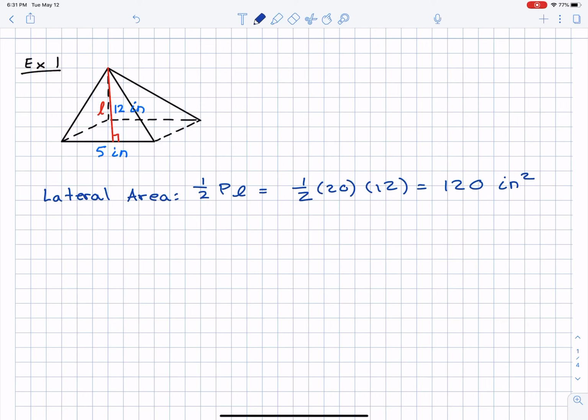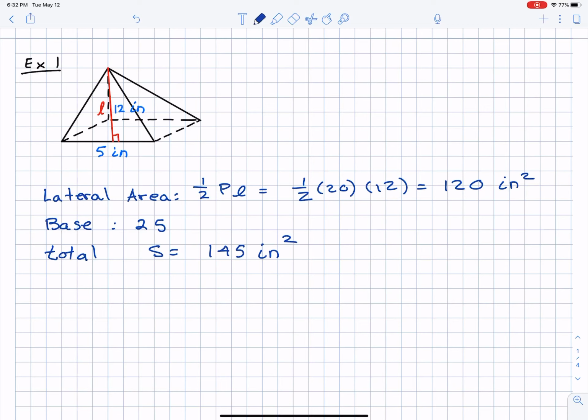Okay? So one more time, it's 1/2 the perimeter, which is 5 plus 5 plus 5 plus 5, times that slant height, which is 12. That gives us the lateral area, but we still have to find the area of the base. And again, the base is just a square. So the base is 25. So the total surface area, I'm just going to say the surface area equals 120 plus 25. So that's 145 inches squared.